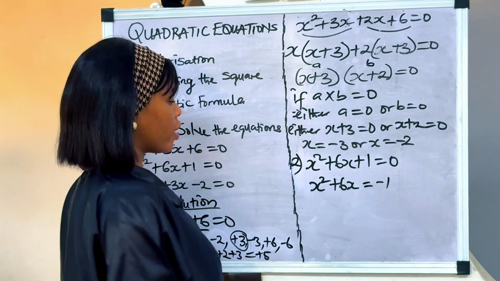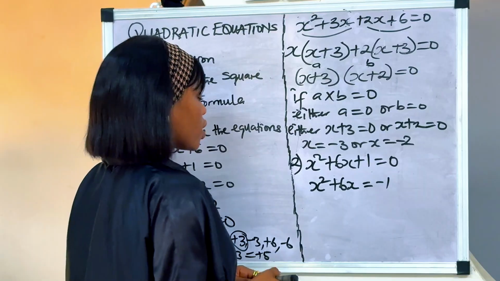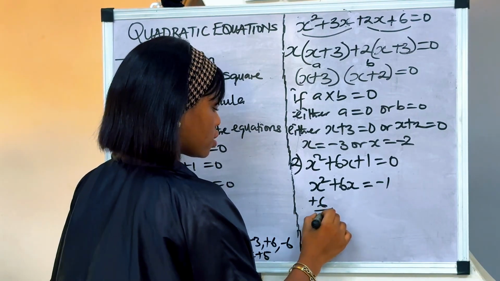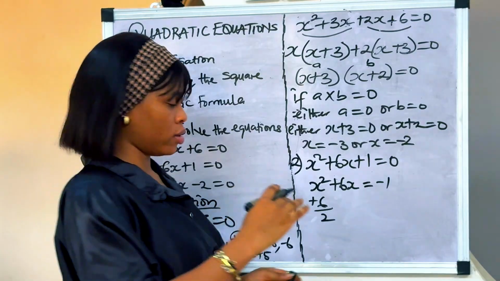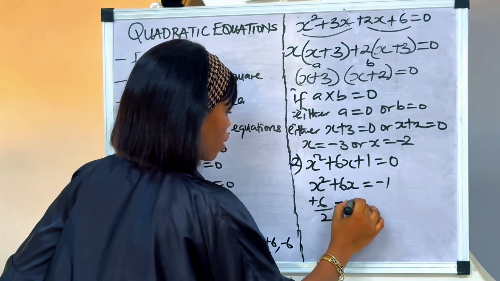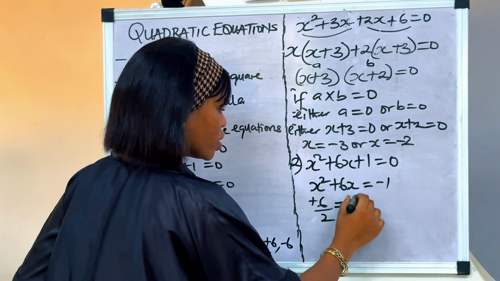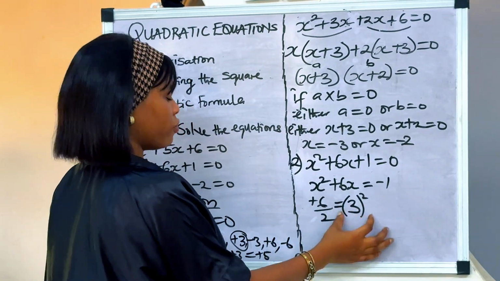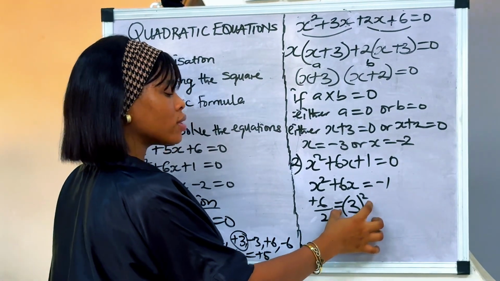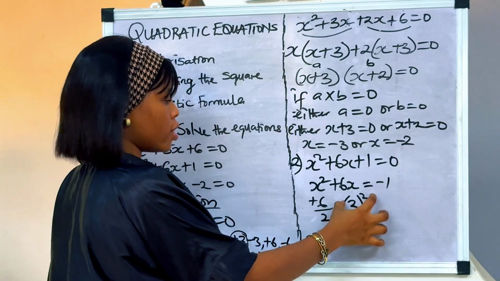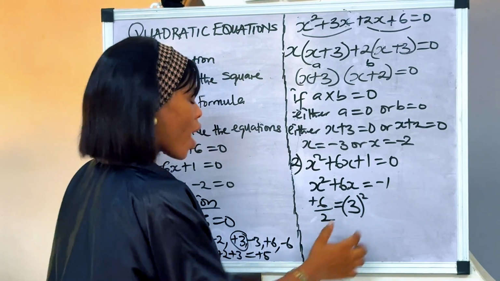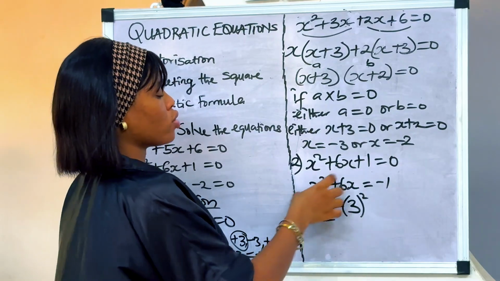Now the second thing to do is to take the coefficient of x. And what's the coefficient of x? +6. We half it, that's divided by 2, which gives us 3, and then we square it. After we've done that, we have to add 3 squared to both sides of the equation.